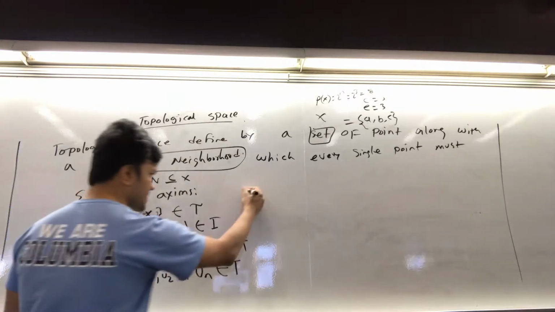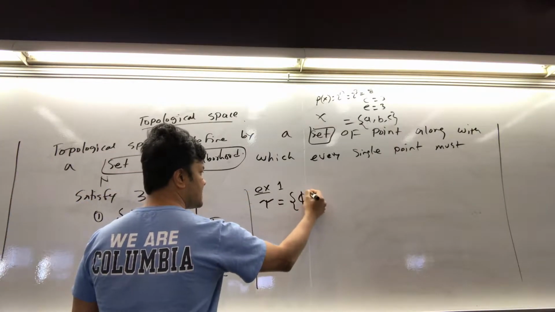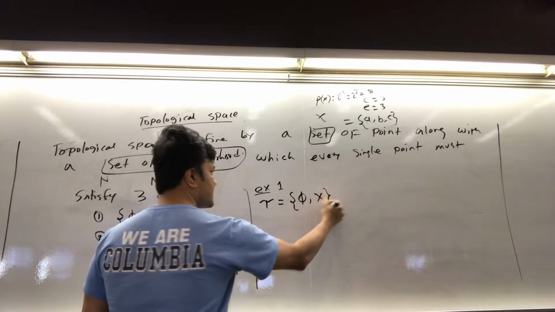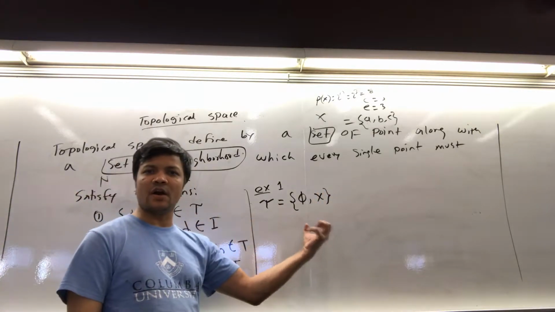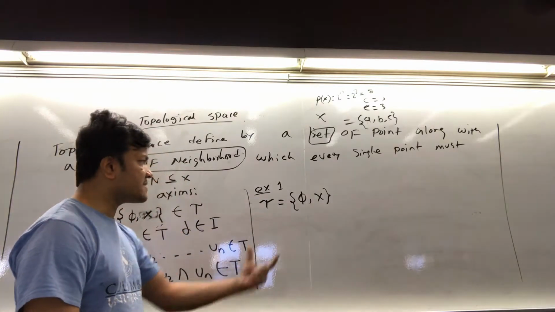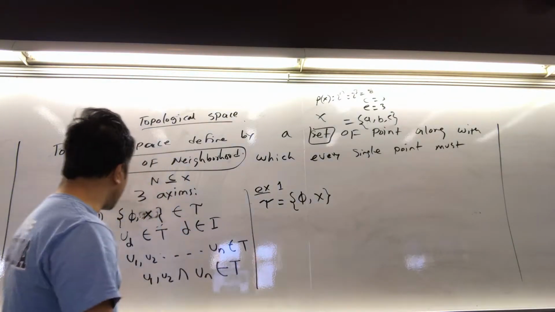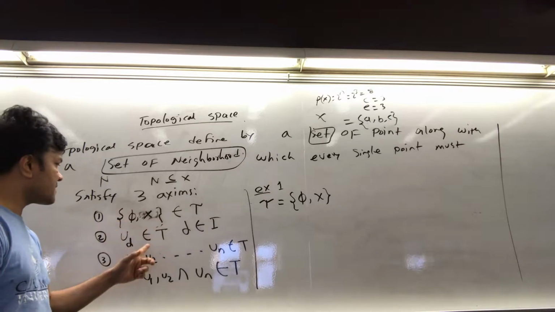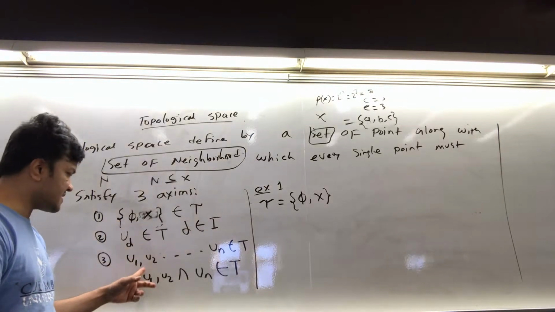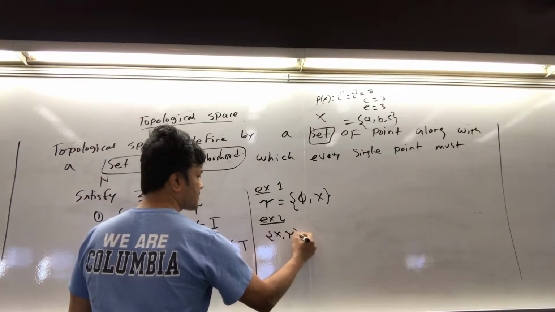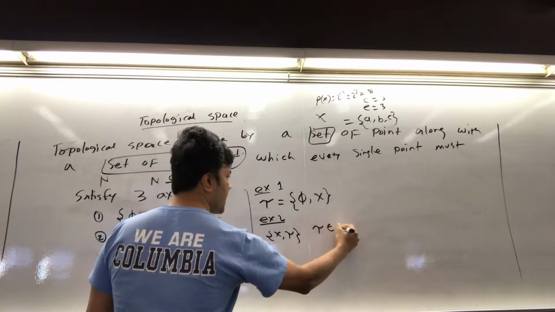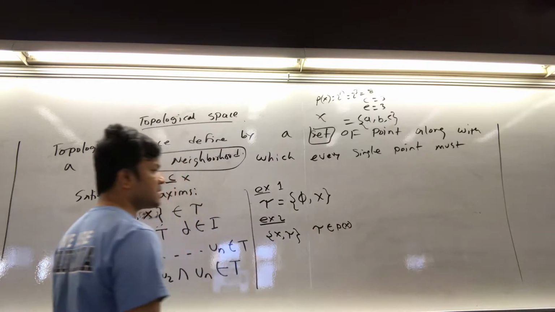So let me give you an example. Empty set and X. Is this a topology? Yes, it is a topology because it satisfies all three axioms. Why does it satisfy all three axioms? Does it satisfy this one? Yes. Does it satisfy this one? Yes. Does it satisfy this one? Yes. Example number two: tau is the power set. Is this a topology? Yes.